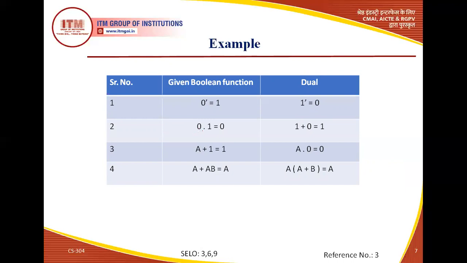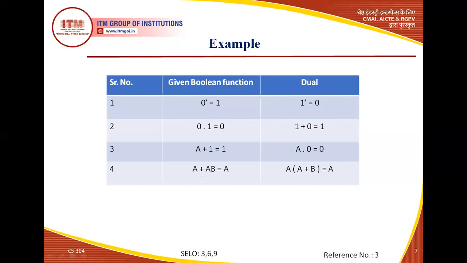Similarly, in the second case, 0.1 equal to 0. So 0 is replaced by 1 and 1 is replaced by 0 and dot replaced by plus. So it can be written as 1 plus 0 equal to 1. And we know that in OR operation, if any of the inputs is high, then it will give the output high. Similarly, we see another example, A plus 1 equal to 1. So 1 changes to 0 and plus changes to dot. And again 1 changes to 0, that means A dot 0 equal to 0.